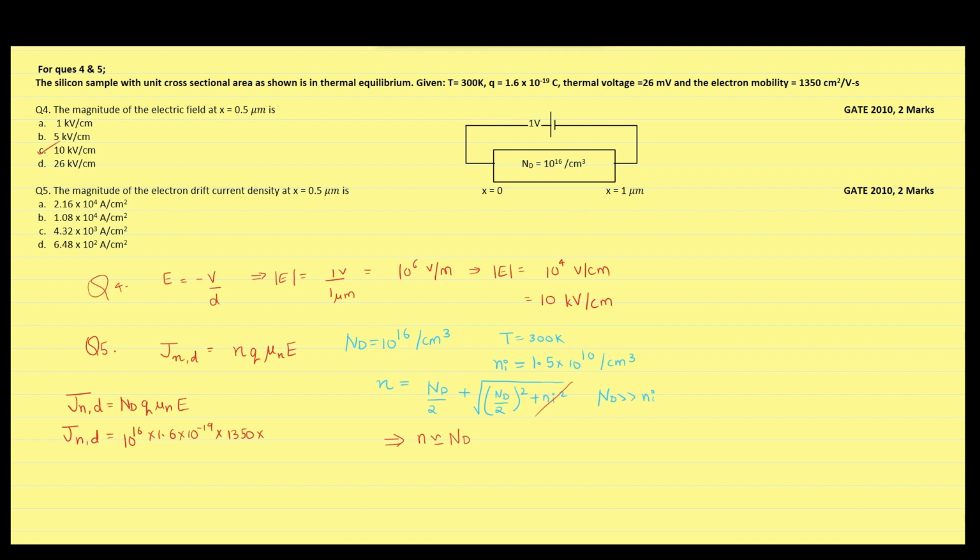Electric field we just found in the last part, which is equal to 10 kilovolt per centimeter. After solving, you will find the value of electron drift current density to be equal to 2.16 into 10 raised to the power 4 ampere per centimeter square. So A option is correct.